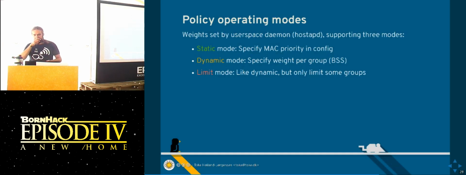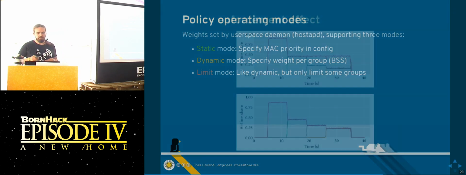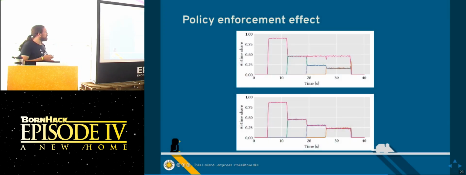And then you can get these different operating modes. So you can say just static mode, my TV needs priority, or different groups need the same weight, or different groups need to be limited. So just configure the daemon to this, and it'll just keep listening to when a station associates and goes away, and when they stop transmitting and so on. And this works pretty well, actually.